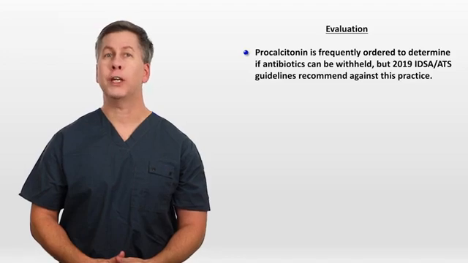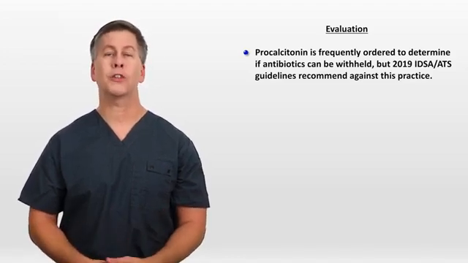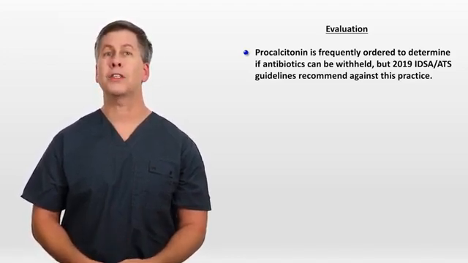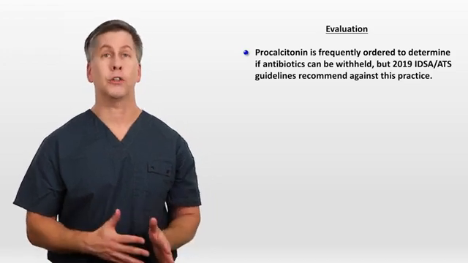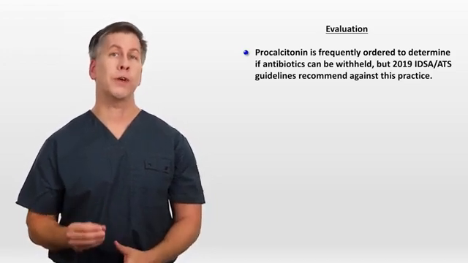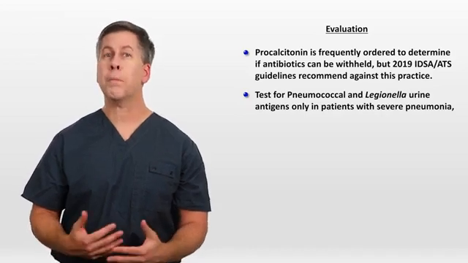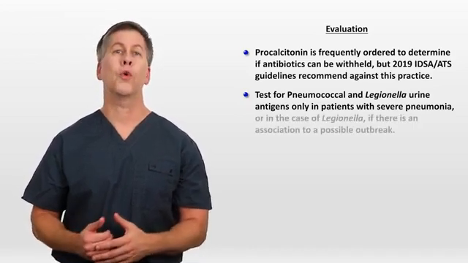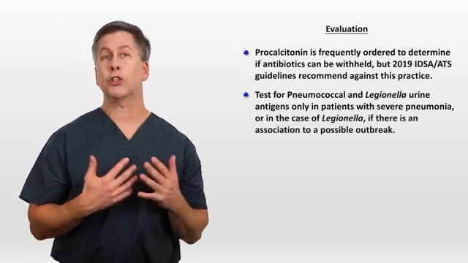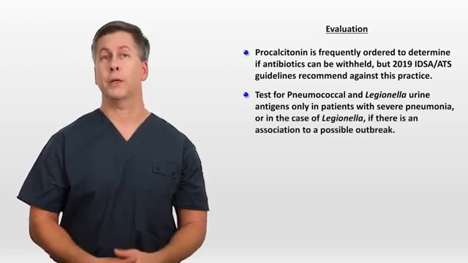This is due to the observation that there is not a specific procalcitonin threshold which can reliably distinguish between bacterial and viral etiologies. Those same guidelines recommend testing for pneumococcal and Legionella urine antigens only in patients with severe pneumonia, or in the case of Legionella, if there is association to a possible outbreak.